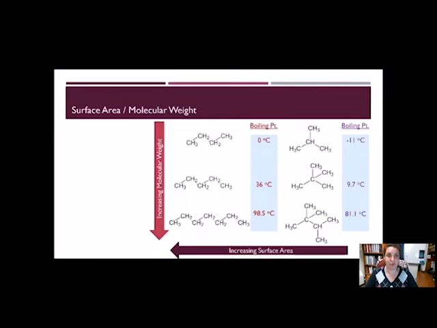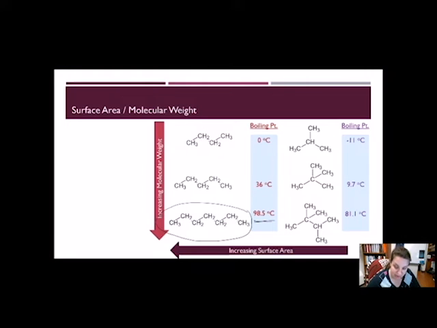Next thing we want to look at real quick is just surface area and molecular weight. If we look at this table right here, as we go down, we're increasing our molecular weight, and as we go from right to left, we're increasing our surface area. We can see this molecule over here has the greatest molecular weight and the greatest surface area, giving it the largest boiling point. So a lot of our properties, including what state of matter it is, its boiling points, its melting points, and some other properties we'll talk about in a little bit, are very dependent upon the intermolecular forces that exist.